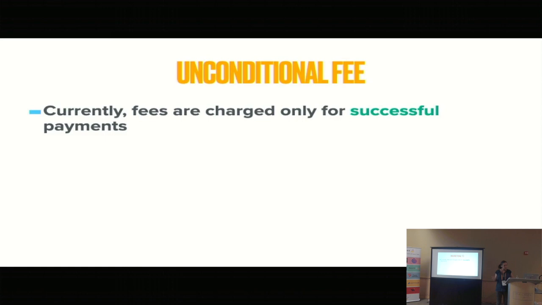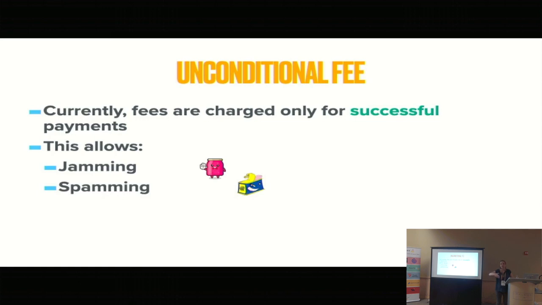So as we said, currently fees are charged only for successful payments. So this allows, for example, jamming, but in general, having the ability to DOS or to send things around the network without any repercussions allows a bunch of other things. For example, it allows spamming, just throwing messages around, doing things that the people who joined the network did not agree for the network to be used for, and for now, they have to facilitate. Another thing that happened is probing.